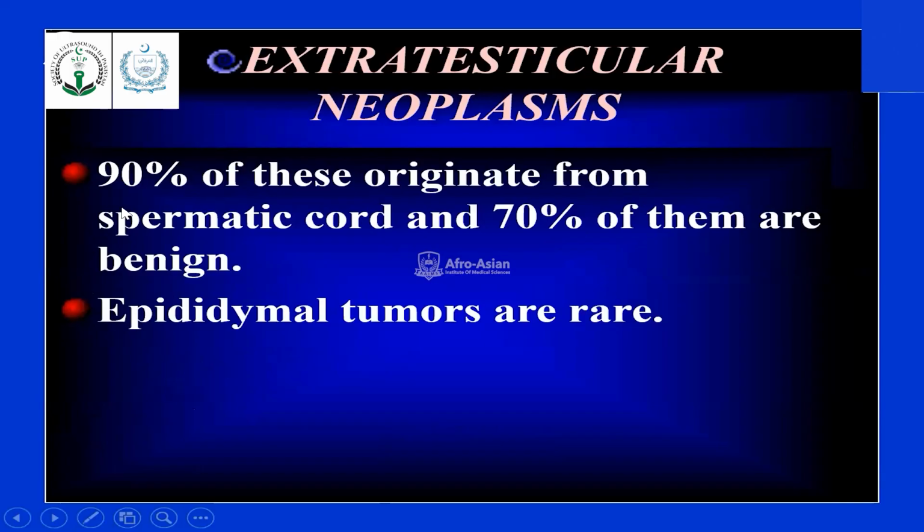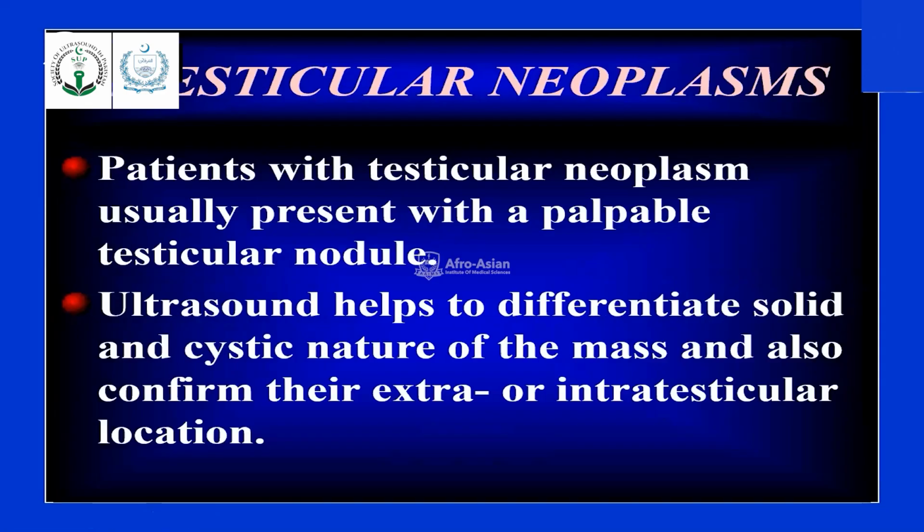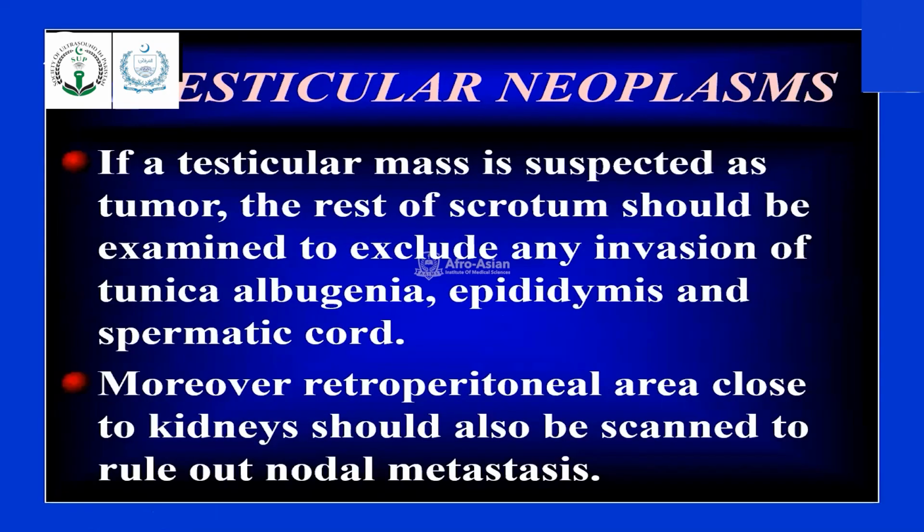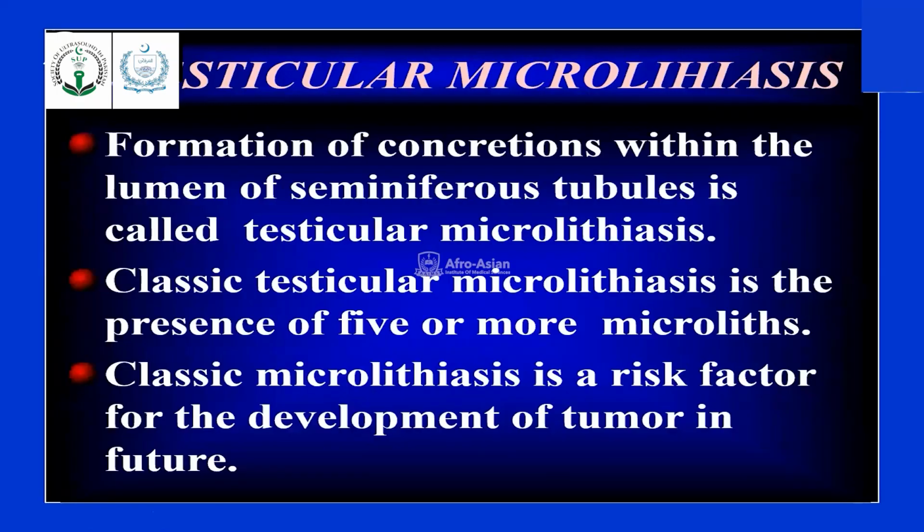Extratesticular neoplasms: 90% of these originate from the spermatic cord and 70% of them are benign. Epididymal masses are rare. Patients with testicular neoplasms usually present with a palpable testicular nodule, and on ultrasound we can find it.